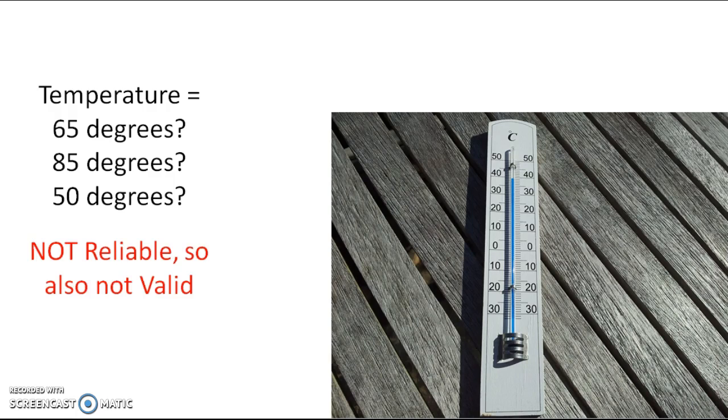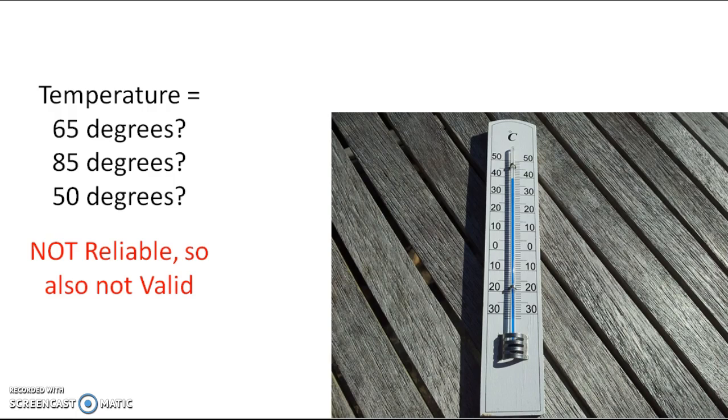While you can have reliability without validity, you cannot have validity without reliability. If something cannot measure a construct consistently, it is clearly not measuring it accurately. So we would stop the validity discussion here. It is not reliable, therefore it is also not valid.